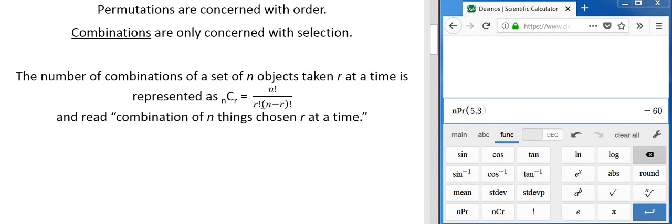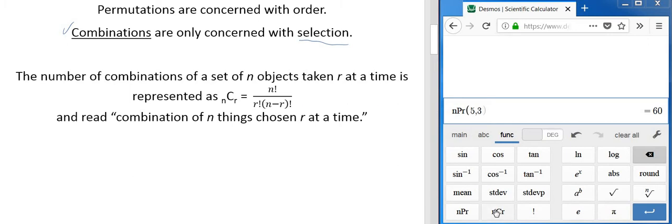Okay, we talked permutations. That's where order's concerned. What about when we're not concerned with order? Now we're dealing with combinations, okay? Combinations are only concerned with selection, so groupings. Number of combinations, we have this formula, NCR. Okay, so NPR, permutations, NCR for combinations.